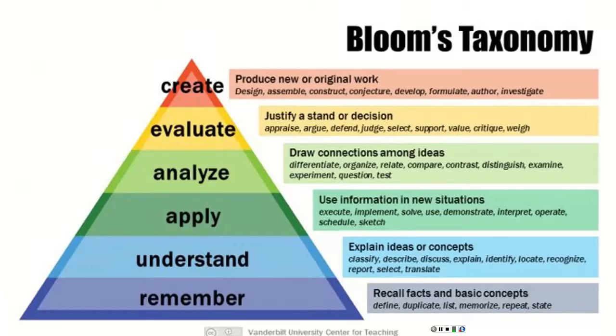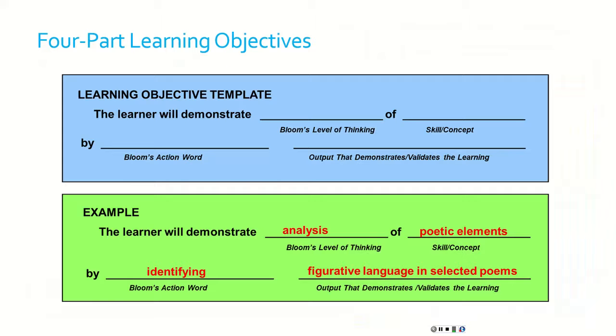Also, we're going to continue on with Bloom's taxonomy and our 4-part learning objectives. So the goal is to become more familiar with each of the different levels of thinking. Hopefully you're starting to learn those terms and the action words that go along with the different levels of thinking, and you're able to apply those in your lesson planning, in your 4-part objectives and creating your lesson plans. And a review of 4-part learning objectives. Hopefully those are also becoming more familiar to you as well.